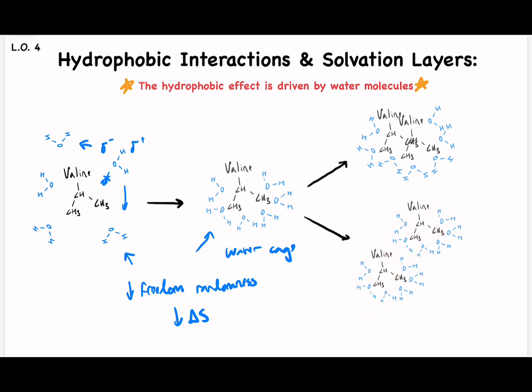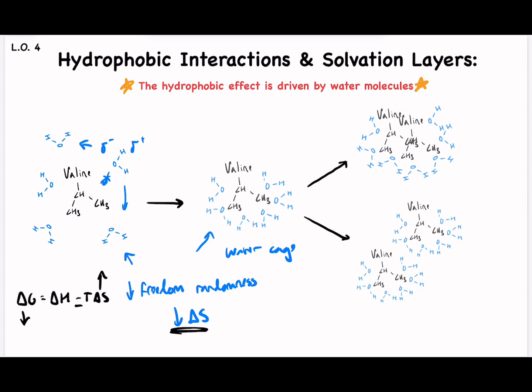And so you might be asking yourself, okay, so what does it matter? Whether we have one water cage, two water cages, who cares? Well, like I said, the formation of a water cage decreases entropy. And we know because of the equation delta G equals delta H minus T delta S, that we always want to be decreasing delta G, our free energy. And so that means we don't want to be decreasing our entropy. We want to be increasing it since it's a negative term.